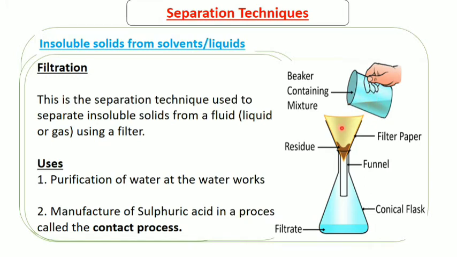Then you can just pour the mixture into your filter paper. What will happen is water is going to pass and the solid particles are going to remain. So you have your pure water here and the solid particles here. The solvent or the substance that passes through a filter paper is called a filtrate, and the substance that remains on top, on the filter paper, is called a residue.